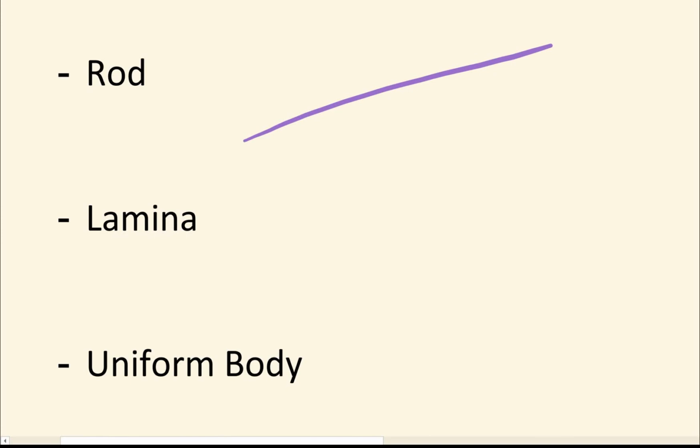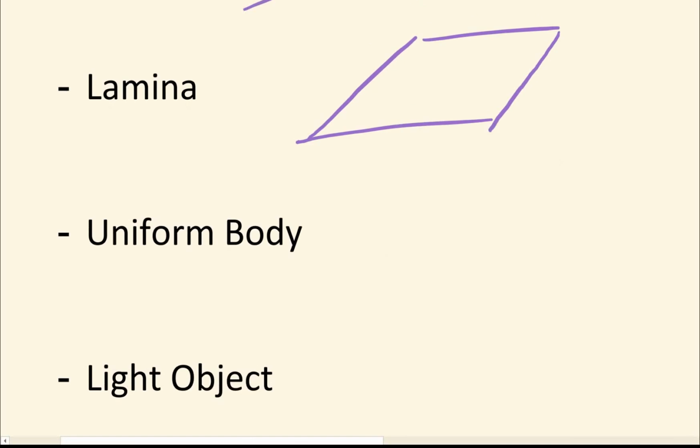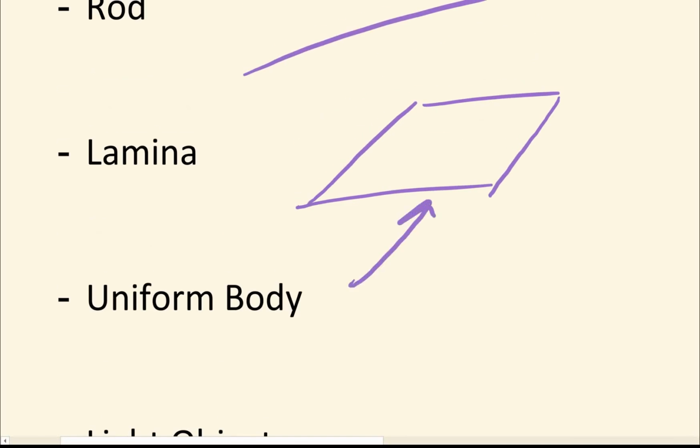Moving on from that, we have a lamina. You can think of it like an infinitely thin piece of paper. So it's got length and width, but no depth. And again, you'd also assume it can't bend unless told otherwise. Uniform bodies, if we go back to our lamina, if it's uniform, that means the weight is equally distributed throughout the entire lamina. Or in other words, it's equally dense. So therefore its centre of mass will be right at the middle.